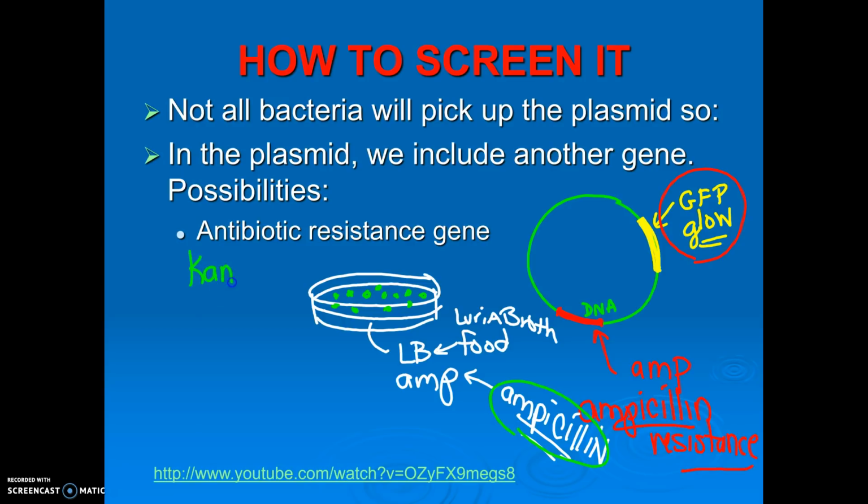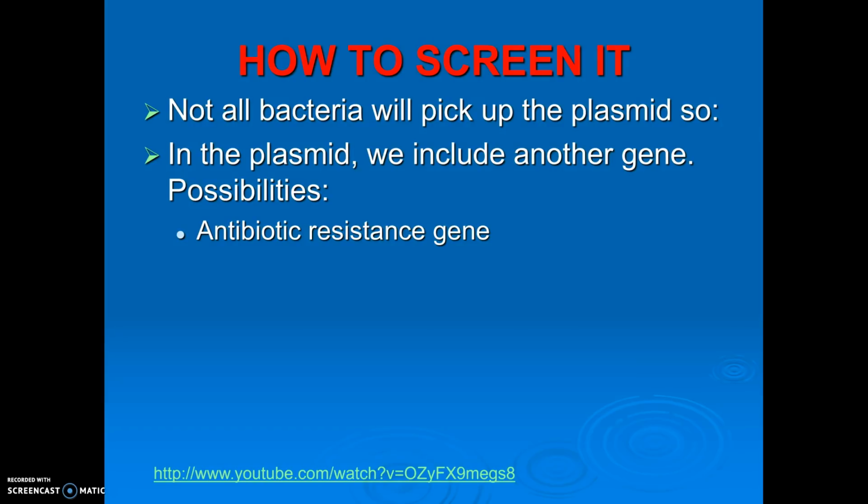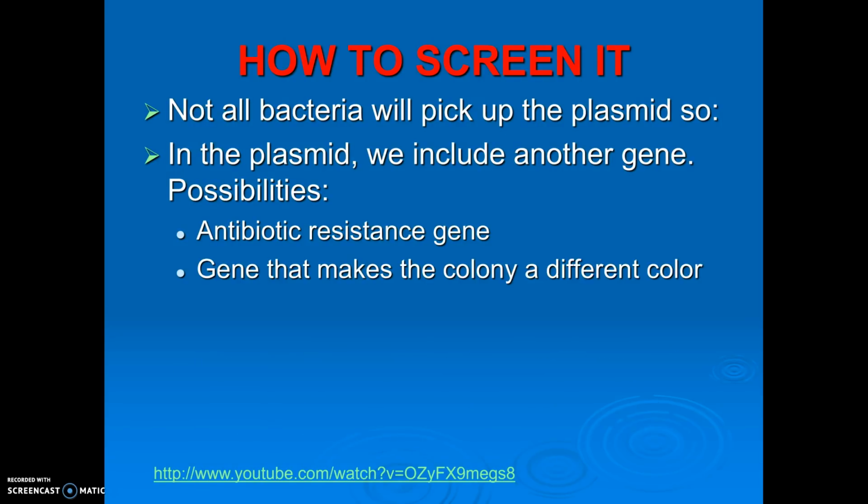Sometimes there's a gene called KAN, which is for kanamycin resistance. You could have penicillin resistance. You could have streptomycin resistance. There's lots of different antibiotic resistance genes that we could use. Okay, a second option is that we could use a gene that makes the colony a different color.